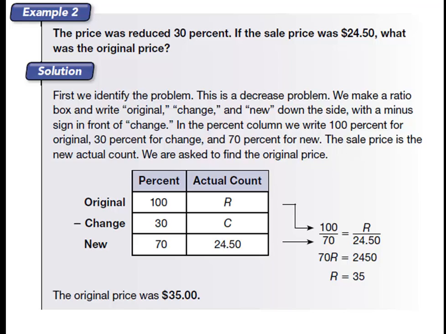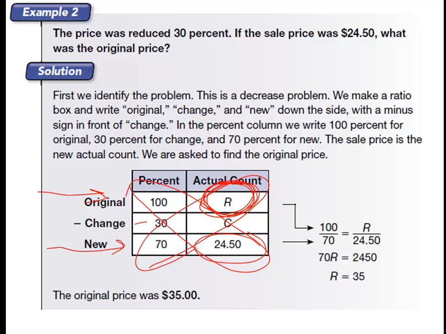Let's look at another one. In this case, we're going to do a decrease. The price was reduced 30%. So here's our original amount, 100%, minus the 30% means that our new amount is going to be 70% of our original amount. It says that if the price was $24.50, what was the original price? So if the person paid $24.50, what was it originally before they discounted it 30%? Again, you're just going to cross multiply. $24.50 times 100 divided by 70 will tell us that R equals $35. Doesn't it make sense that if it was discounted 30% down to $24.50, the original price would be more than that? And doesn't $35 sound reasonable?